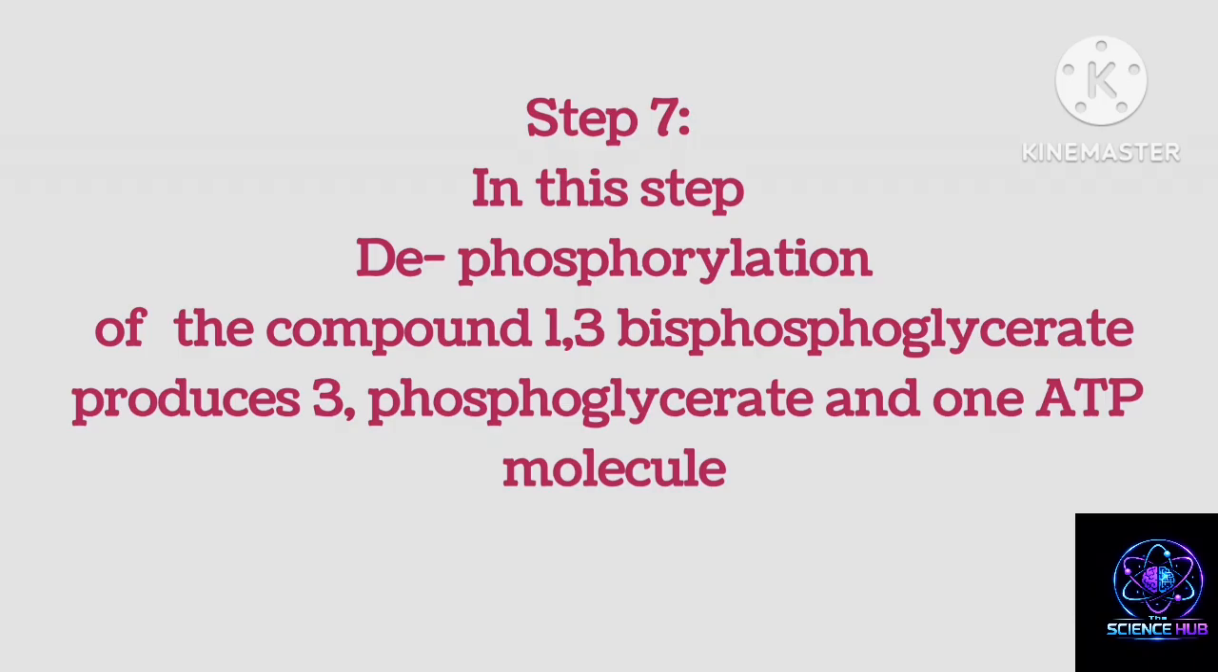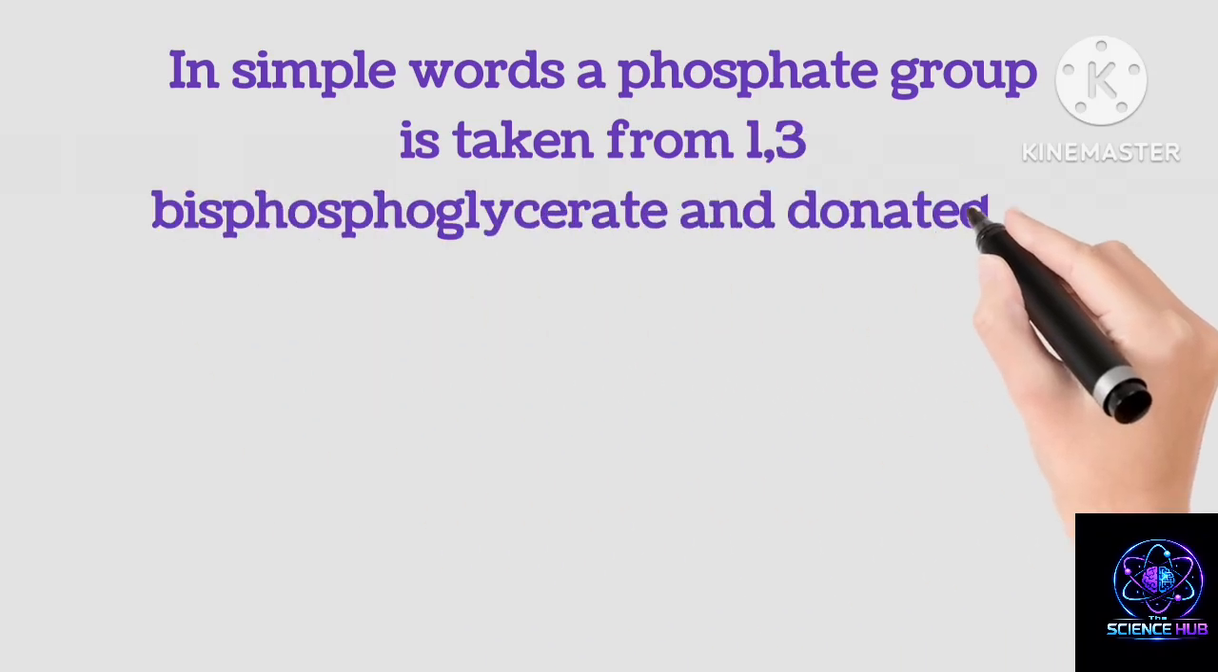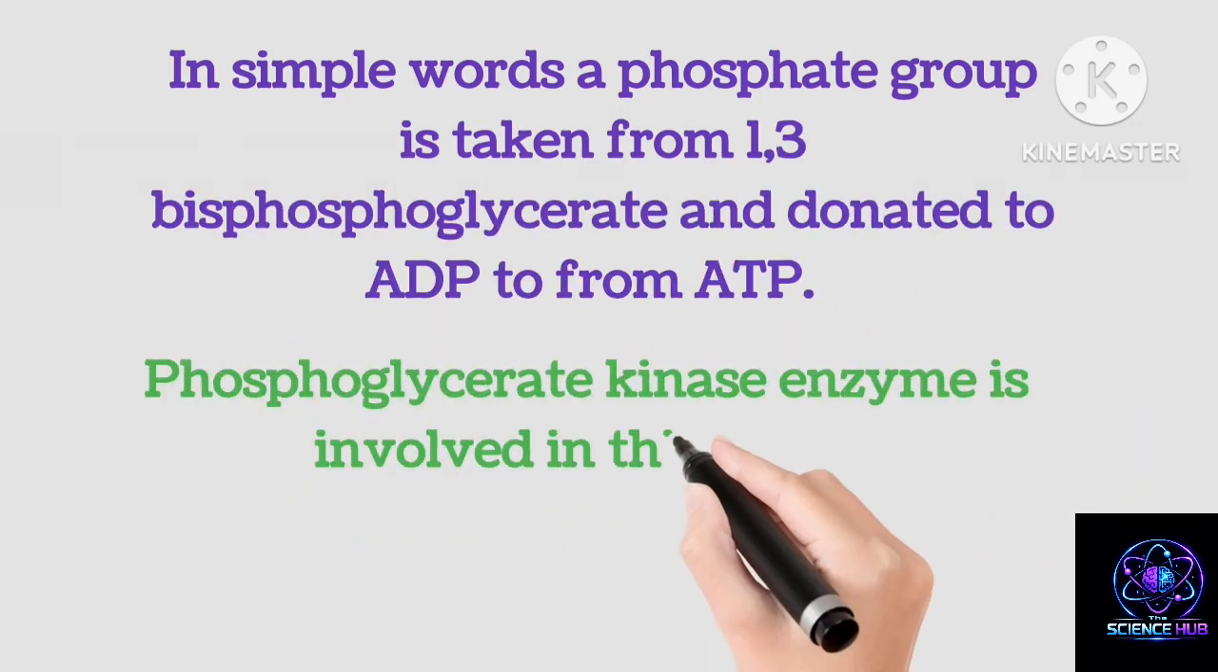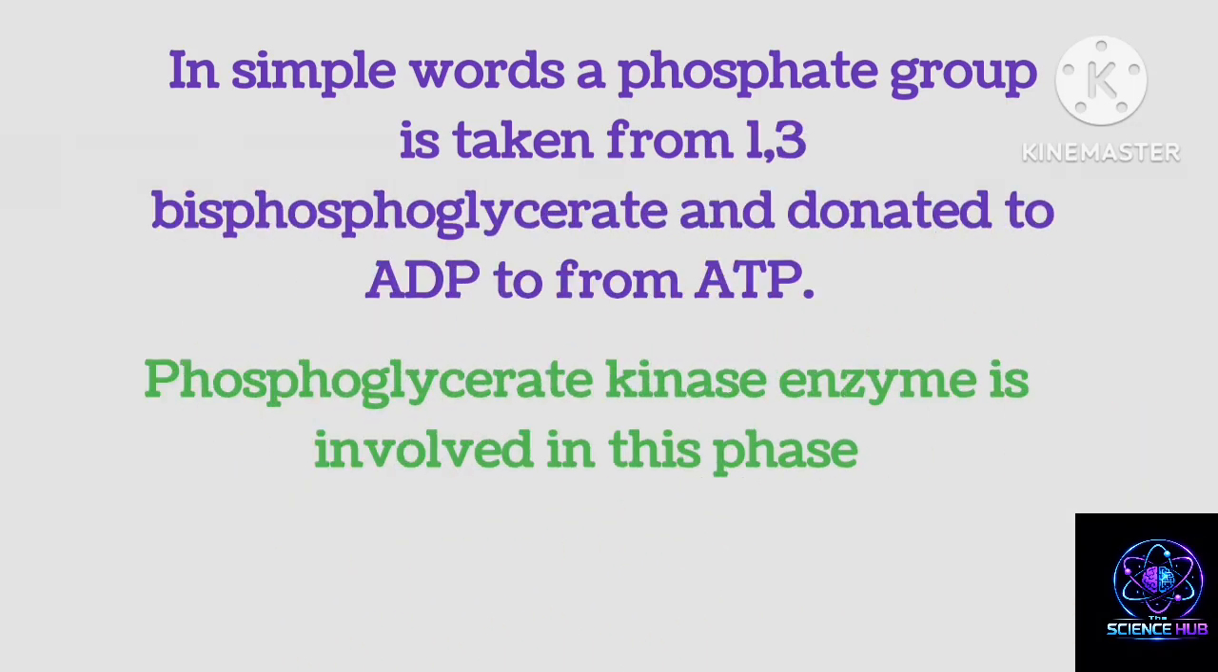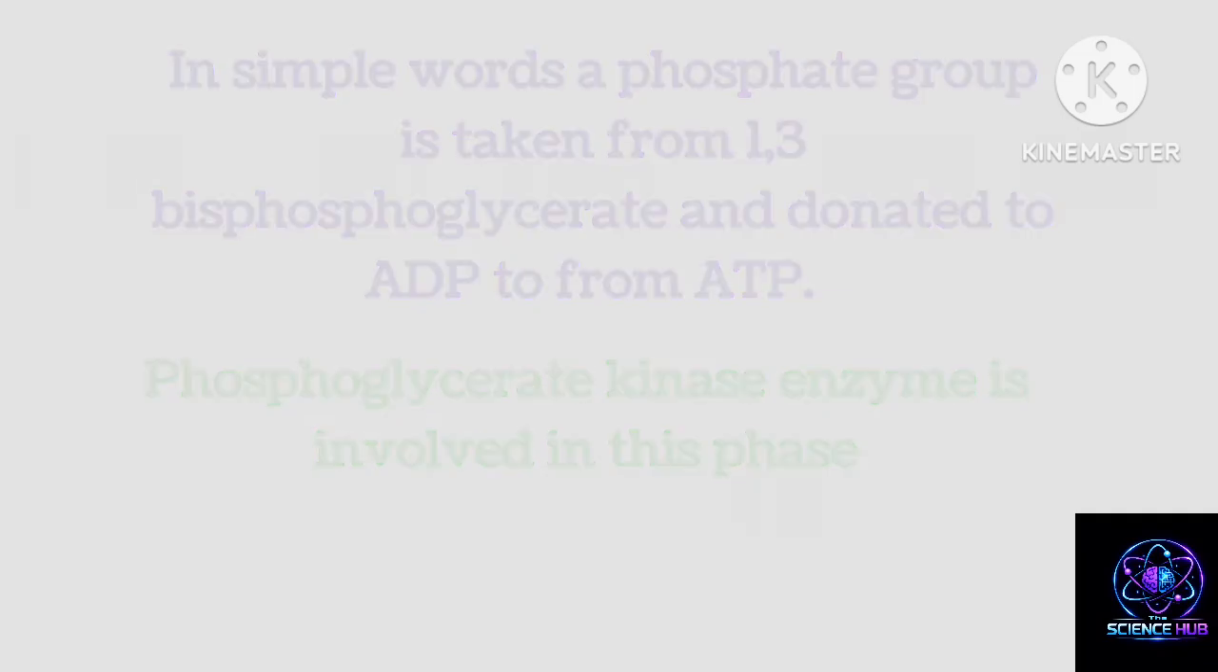Step 7. In this step, dephosphorylation of the compound 1,3-bisphosphoglycerate produces 3-phosphoglycerate and 1 ATP molecule. In simple words, a phosphate group is taken from 1,3-bisphosphoglycerate and donated to ADP to form ATP. Phosphoglycerate kinase enzyme is involved in this phase.